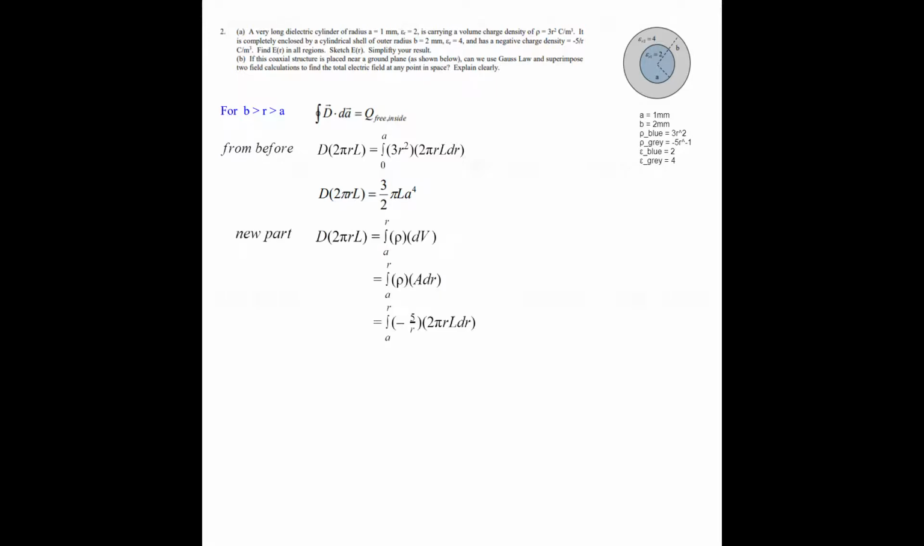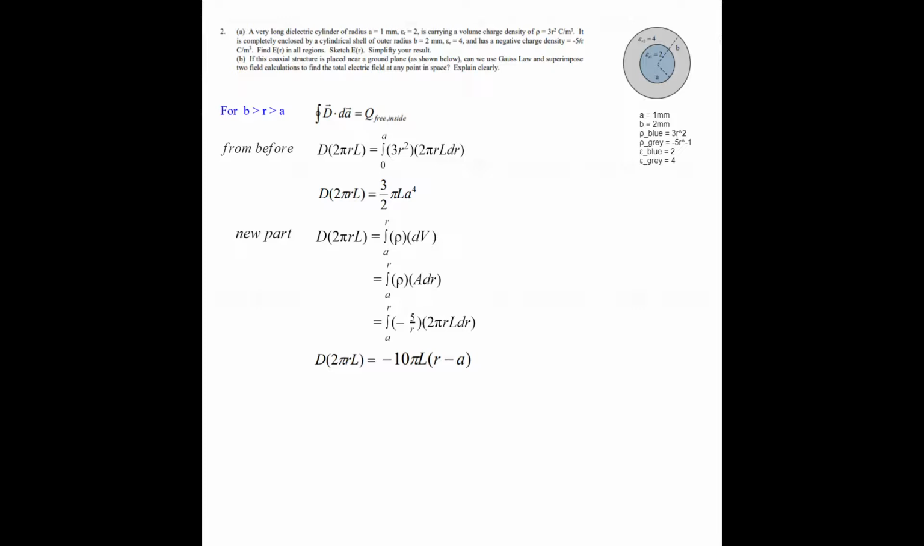So what we're basically representing the D field in the gray region with is a sum of the old D field and the new D field. To find the new D field, we integrate from A to R, not from A to B. We integrate from A to R, as you'll notice. And once again, we do rho dV. The rho is different because it's the second region's rho. It's -5 over R. And the area is the same because the area of the cylinder is the same. It's 2 pi RL. And we're going from A to R.